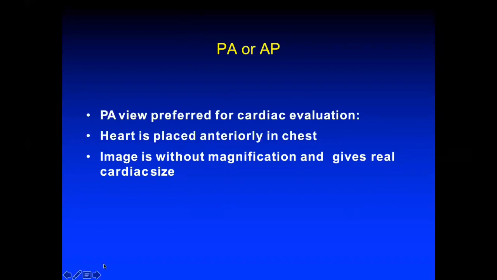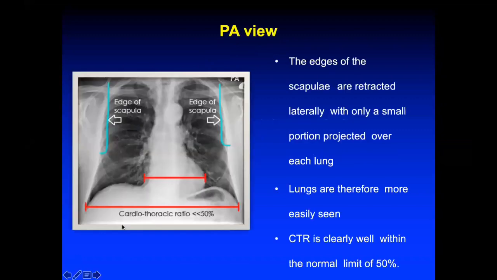Now, one important point more to be added always: how do you evaluate whether it's a PA view or an AP view? Two basic rules are there. If you are having a PA view, the medial edges of the scapula are out of the lung field. They should not be within the lung fields, compared to an AP view where these are within the lung field. So in all AP views, the scapular edges are within the lung fields.